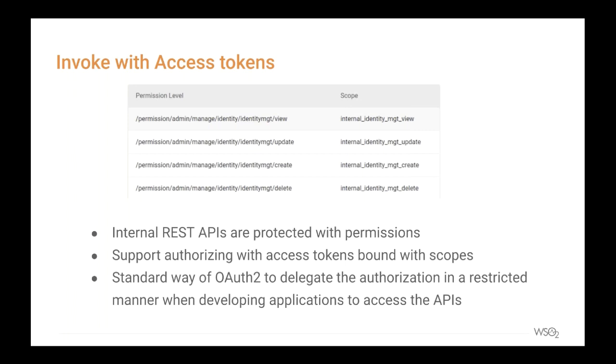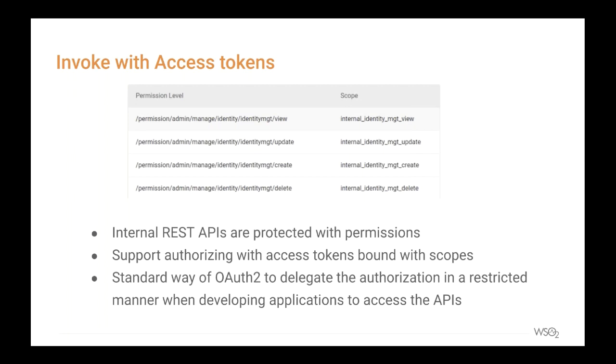Authorization for the APIs in WSO2 Identity Server is enforced at the endpoint level using permissions. Each secure endpoint has a predefined minimum level of permission that is required to be able to consume the endpoint. In order to access a particular endpoint, the user has to belong to a role that includes and defines those permissions.